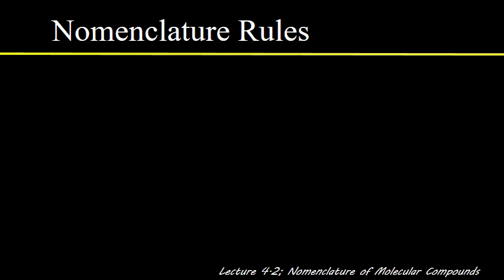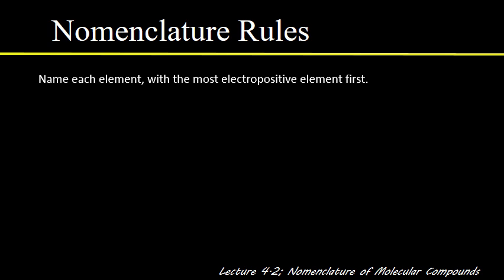All right, now naming the compounds is based on the molecular formulas. So our rules are: name each element. For example, the one with the phosphorus and the chlorine, we'd name the phosphorus and the chlorine, and we put the most electropositive element first, which means the one lower and to the left, and we put the more electronegative element last. That's the one that's further up and to the right.